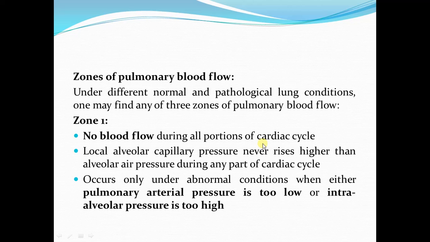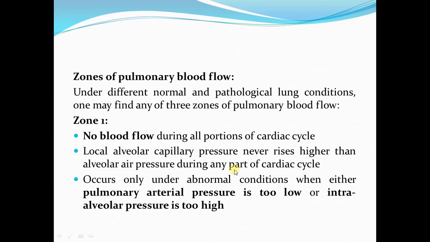The reason for this is that local alveolar capillary pressure is not higher than the alveolar air pressure during any part of the cardiac cycle. Since capillary pressure does not get higher than the alveolar air pressure, capillaries remain collapsed, they are not distended, and blood does not flow through the pulmonary capillaries in zone 1.